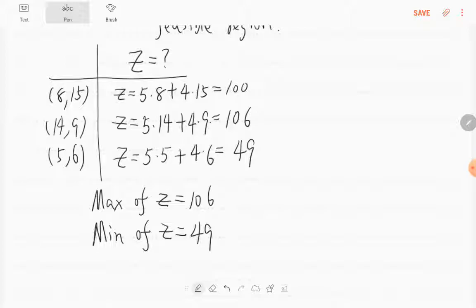Okay. So now let's look at the next example.